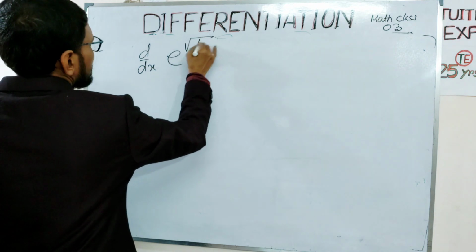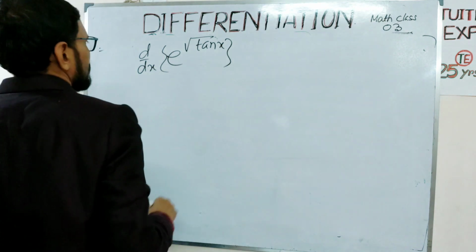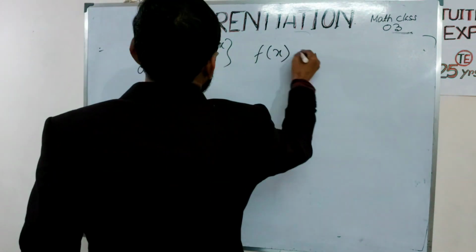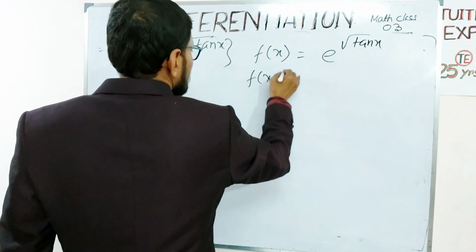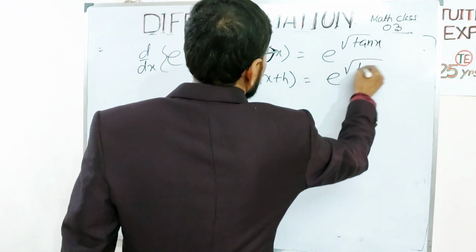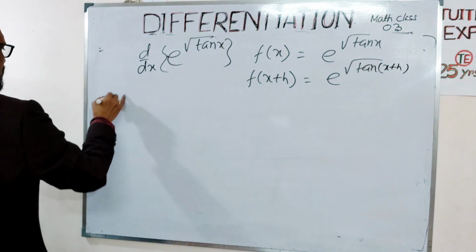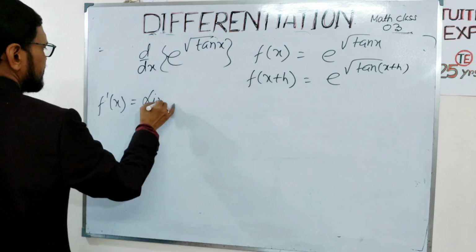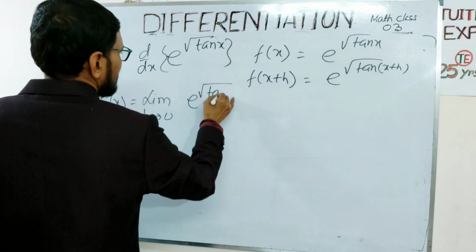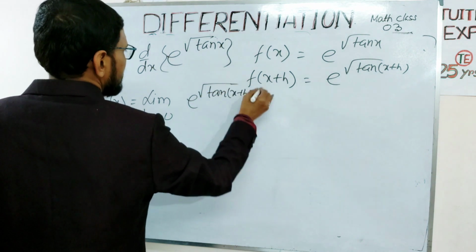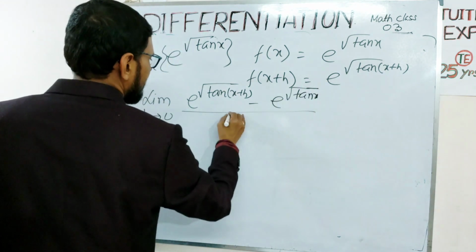This is the answer. Next, e to the power root over tan x. The next term is this. Here f(x) equals e to the power root tan x, and f of x plus h equals e to the power root tan of x plus h. So f dash x equals limit h tends to 0 of f of x plus h minus f of x, divided by h.